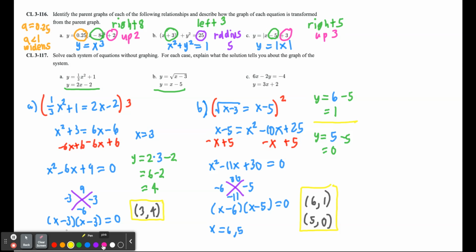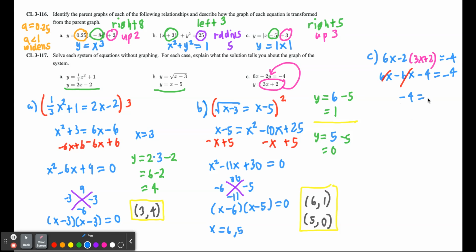Okay, last one. There are 2 lines and it's set up to be substituted. So you plug this into there, and then you get 6x minus 2 times 3x plus 2 equals negative 4. And then that's 6x, and then distribute the negative 2, get negative 6x minus 4 equals negative 4. You can see these cancel, and you get negative 4 equals negative 4.